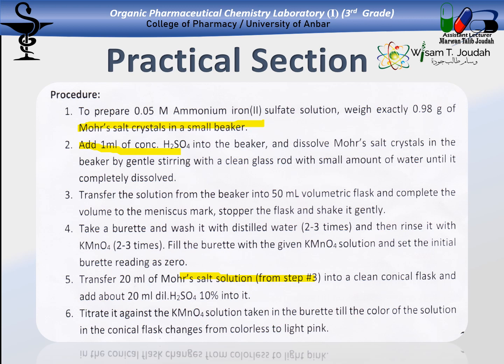So we use, let's say, 9 ml of water and 1 ml of H2SO4. Titrate it against KMnO4 solution, taken in the burette, till the color of the solution in the conical flask changes from colorless to light pink. So light pink is the indicator.